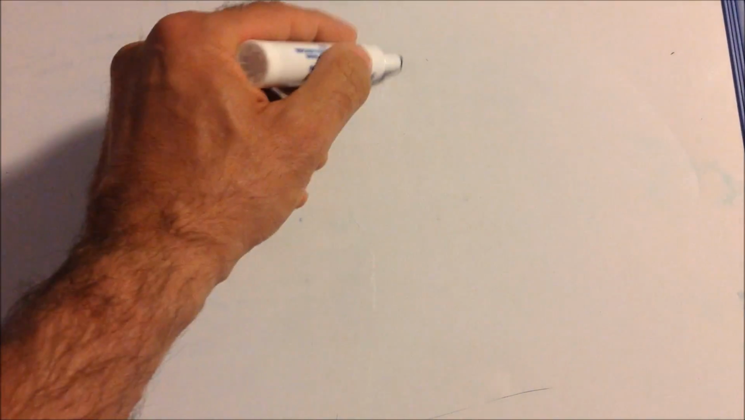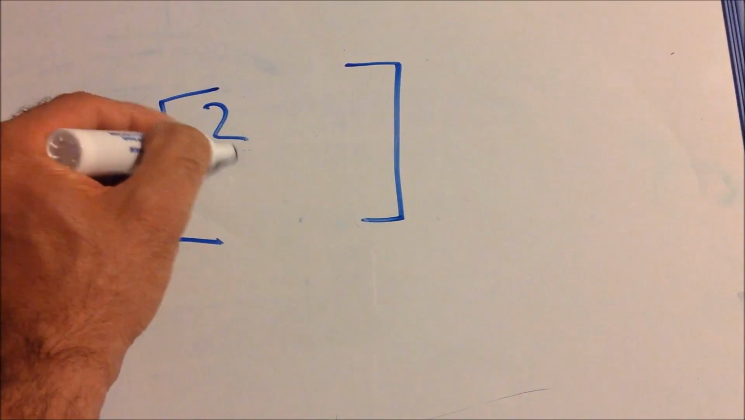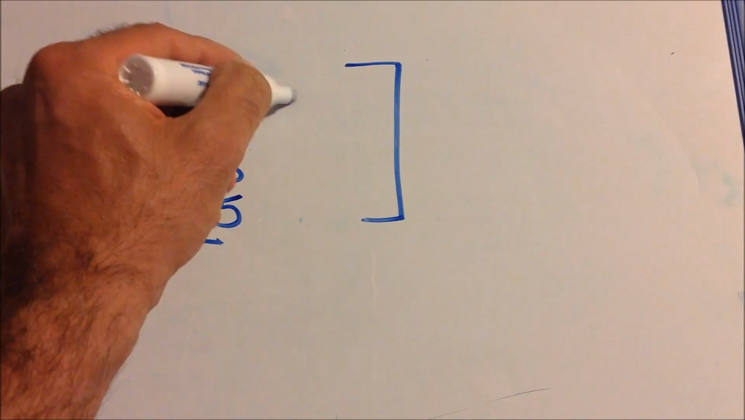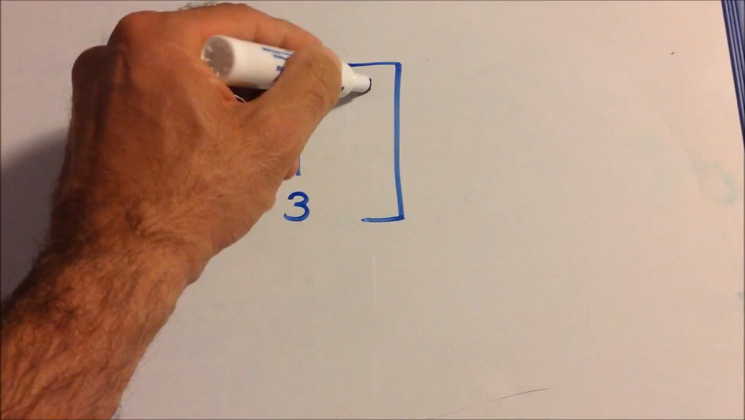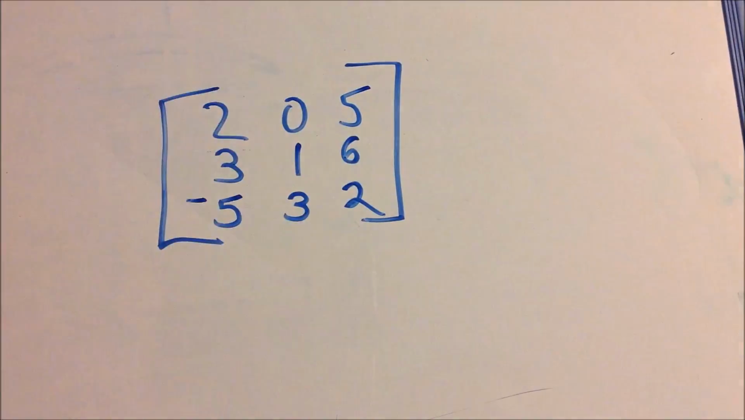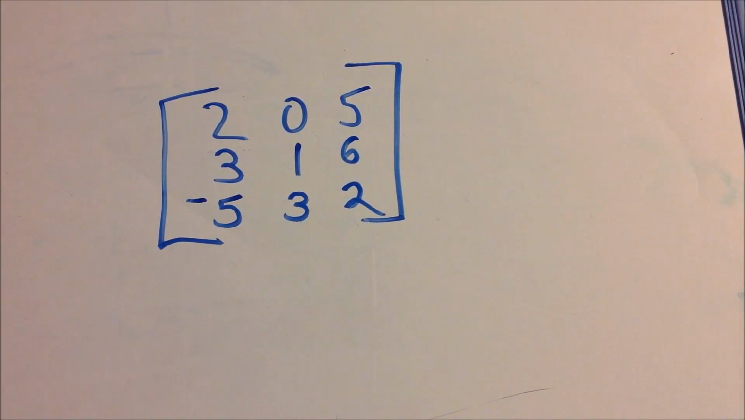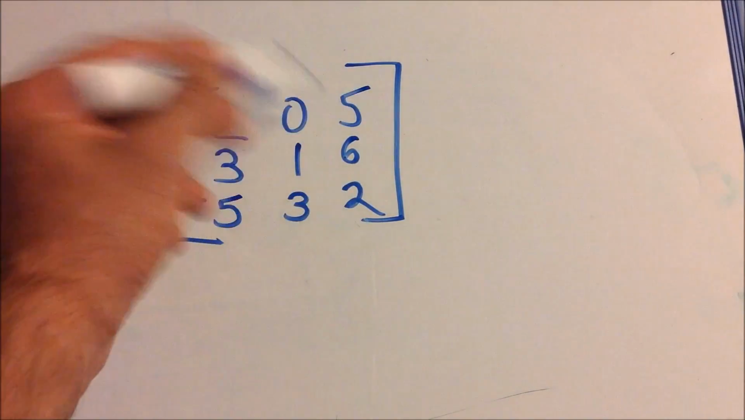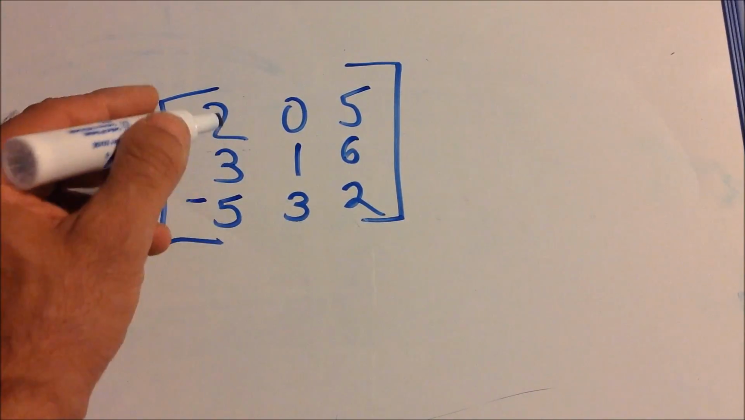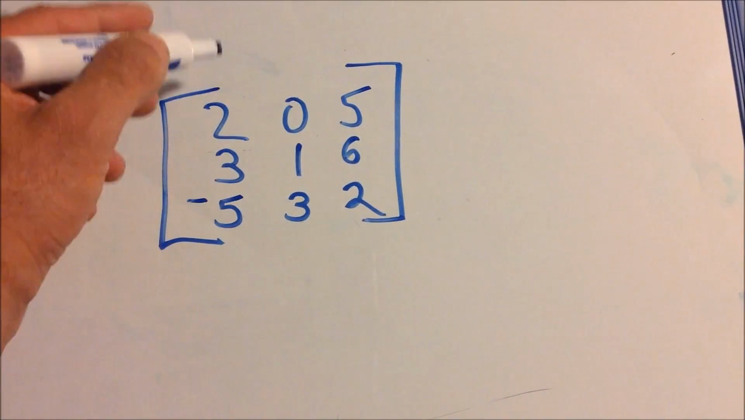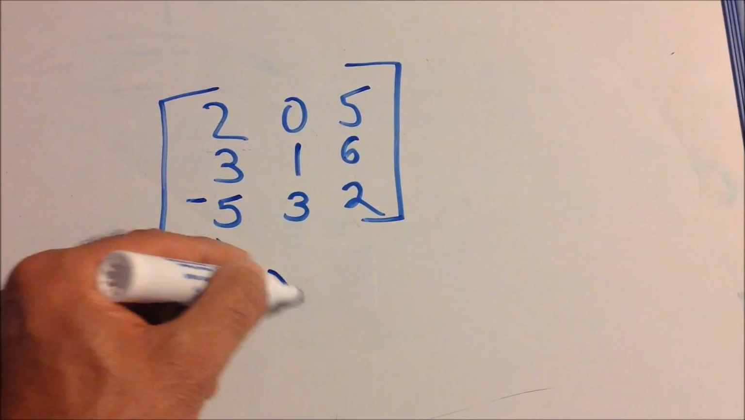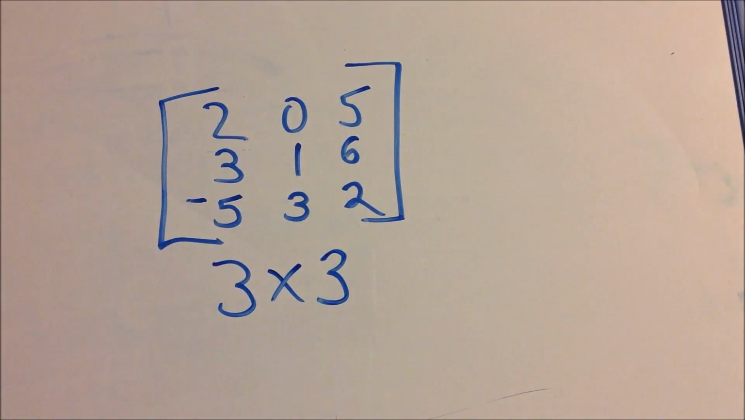Make a bracket again. Just put in any numbers. And again, I have a rectangular matrix here. Or is it a square matrix? Well, it's a square matrix because there's 3 on each side. Now again, there's 3 rows and there's 3 columns. So this is a 3 by 3 matrix.